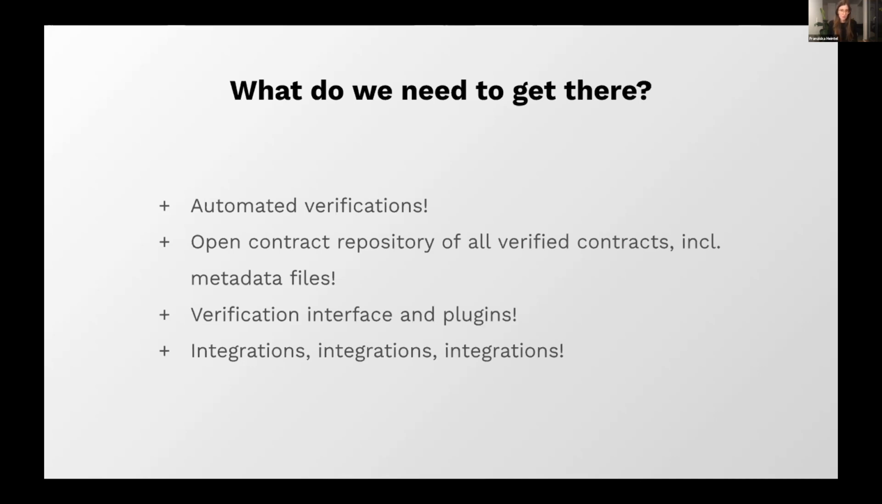We need an open contract repository of all verified contracts that also includes the metadata files, because, as I've mentioned before, the verification alone without the metadata files does not bring us the translation part. So both of them are really needed together. We need verification interfaces and plugins that also contribute to the very easy verification process in case the automated verification process fails. And lastly, of course, we need integrations, and more integrations, because this is a very complex ecosystem.